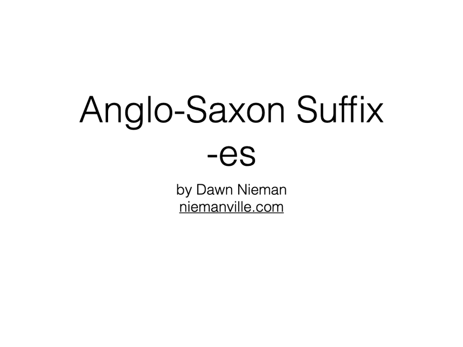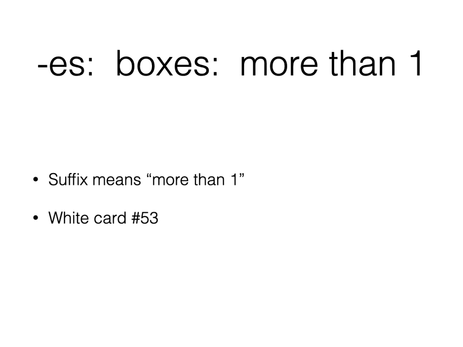Right after I have taught the Anglo-Saxon suffix s, I then go immediately to the Anglo-Saxon suffix es because I want them to be able to compare and contrast the two. If you look at the suffix es, it means more than one, just like our suffix s did. And you can find it on white card number 53 in your deck.